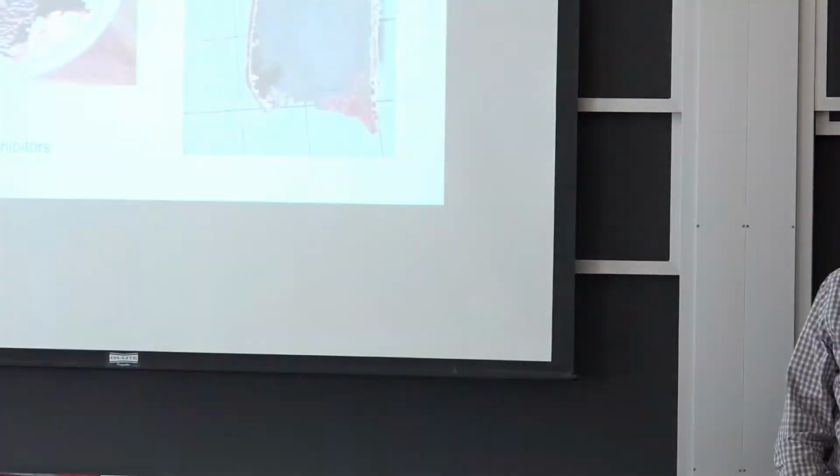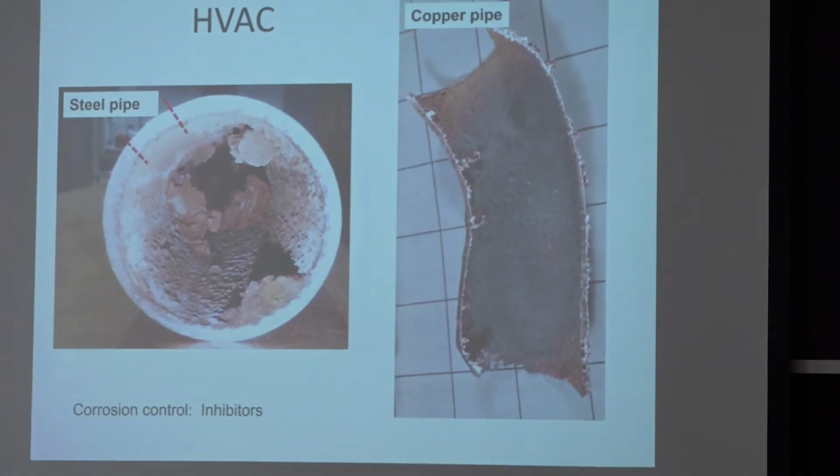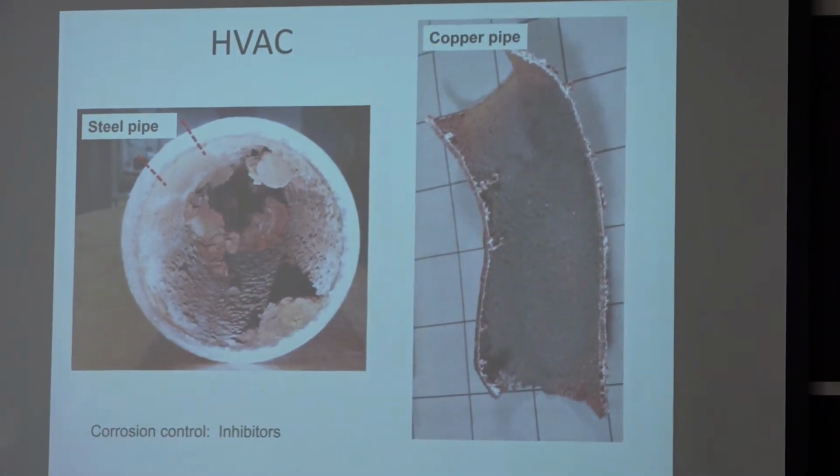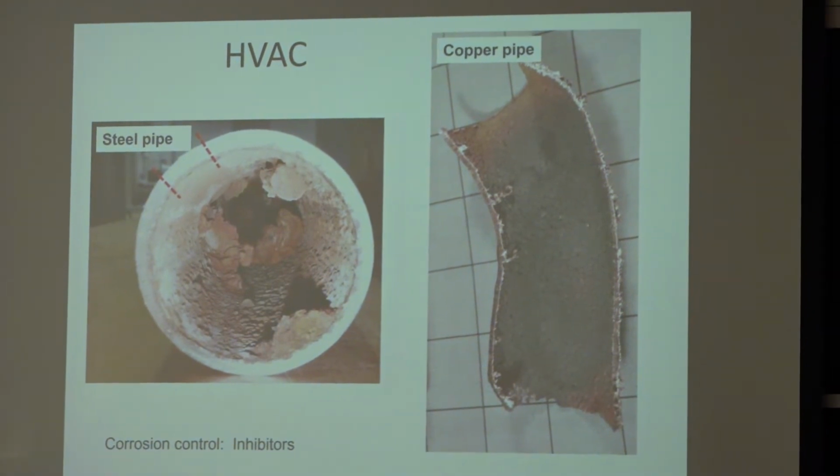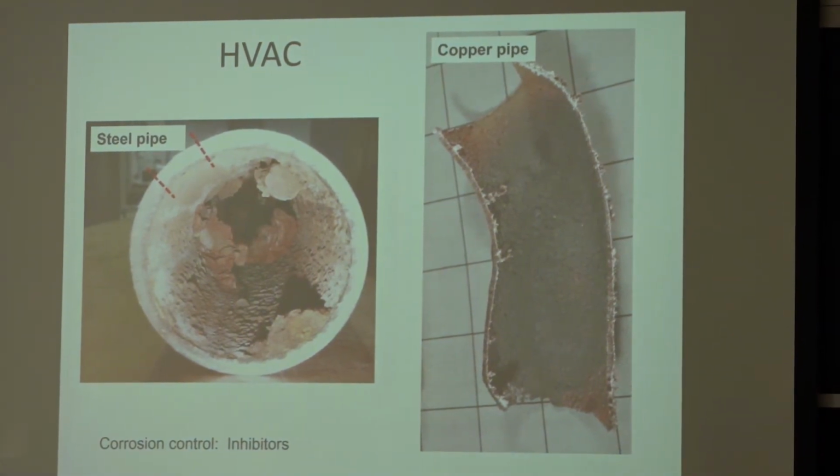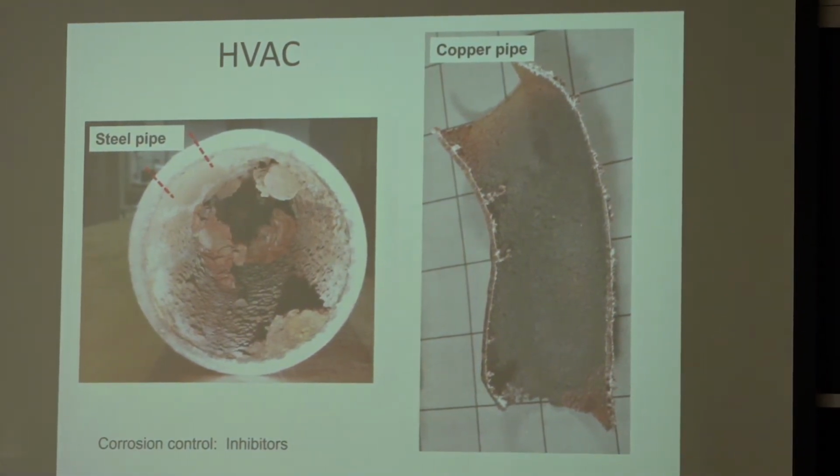So other examples, cooling systems. You can see on the left, it's a steel pipe, and you have what we call tuberculation in it. So you can't see through that pipe. There's too many things. It doesn't mean it doesn't carry water any longer, but it is harder to carry that water. So it forms an extra resistance.